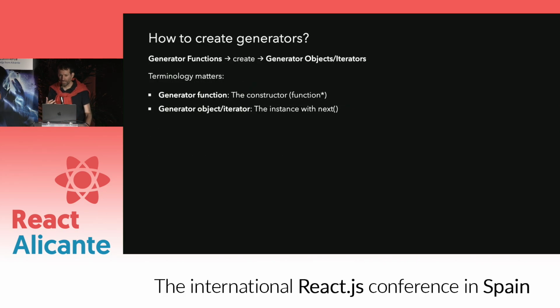Now you may be wondering, how do you create generators? Well, we use generator functions. I know that the naming can be a little confusing, so let's be clear about the terminology here. We have generator functions, and those are the constructors for generators. Then we have generators, also called generator objects or generator iterators, and those are the actual object instances with the next method that we have described before. So basically, a generator function is kind of like a factory, and calling it produces a generator iterator. This distinction is very important to keep in mind during our presentation.